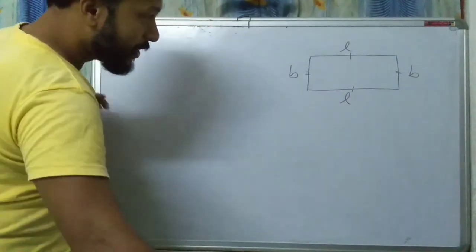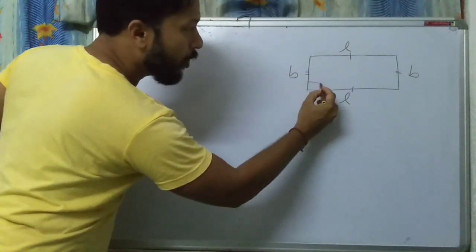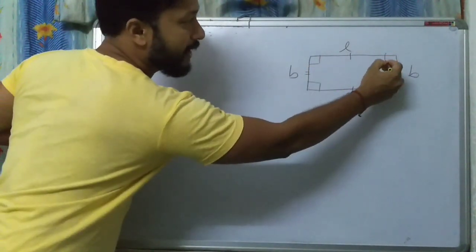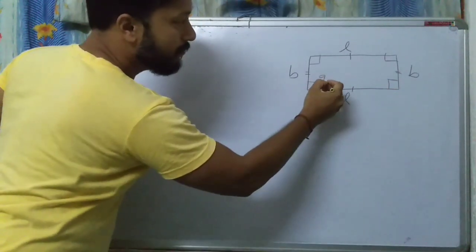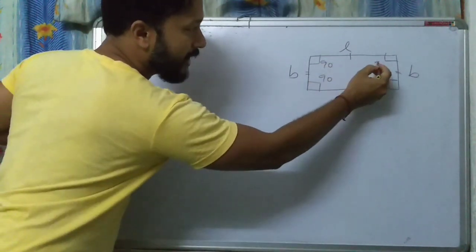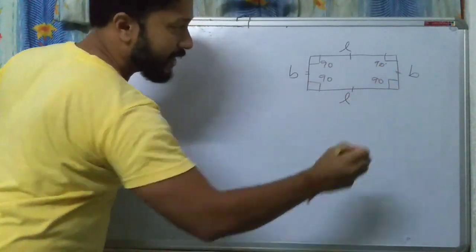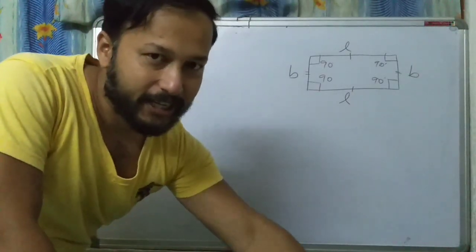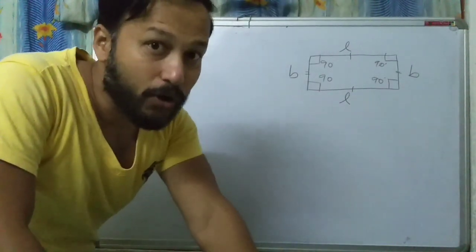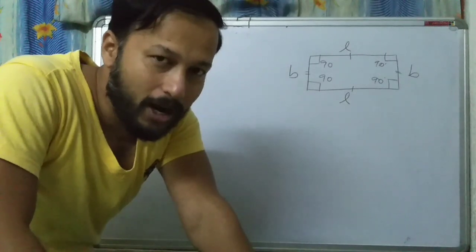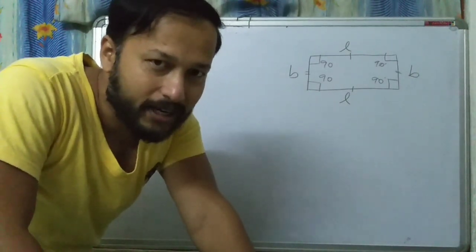And one more thing, all these angles are 90 degrees. 90, 90, 90, 90. All these angles are 90 degrees. So this is a rectangle. Understood? Now let's see what is a square.